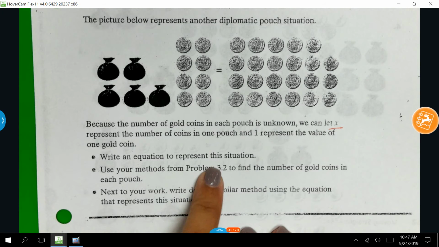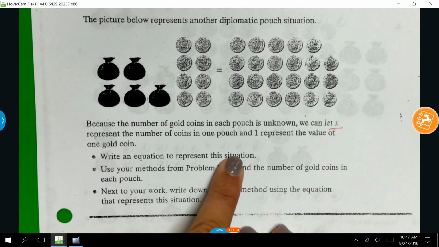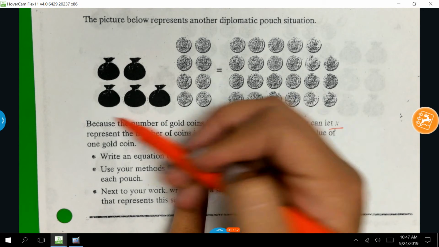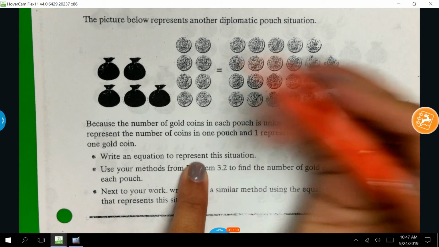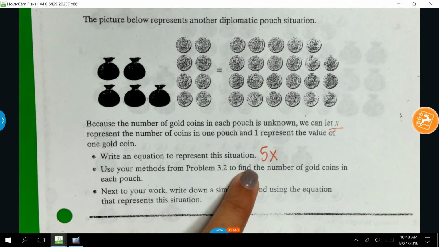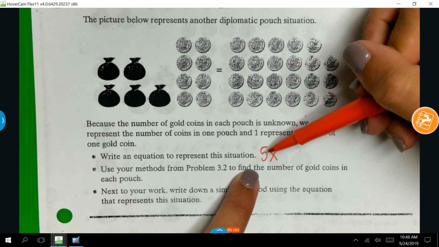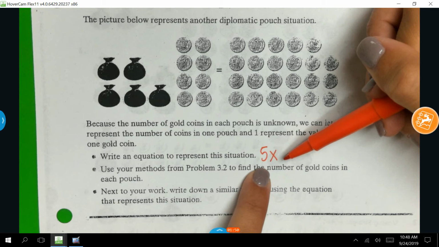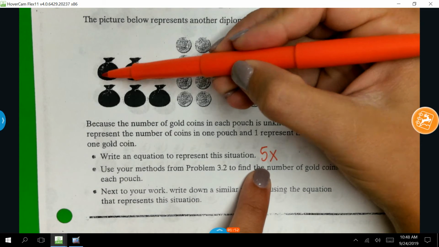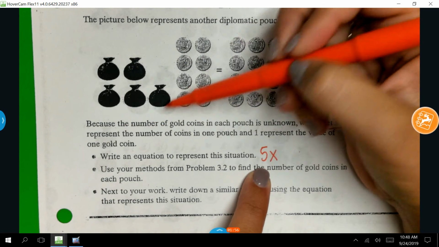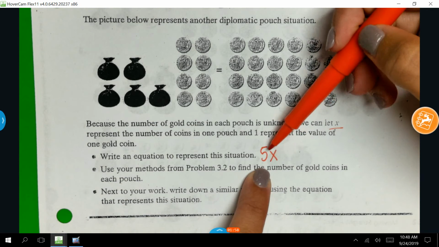Yes. And that's what they want us to do. They want us to write an equation that's representing this. So what Caleb just said, if each of these are x, how many x's do I have? I have 5 of them. So I'm just going to write that as 5x. Which means 5 what? 5 times x, correct? And that's because if I said that there are 2 in those pouches, I could do 5 times 2, and that would give me the total number of coins in that pouch. So that's why we write it as 5 times x.